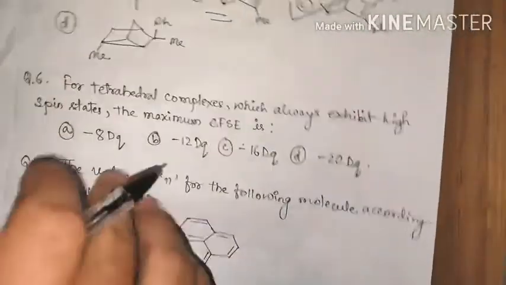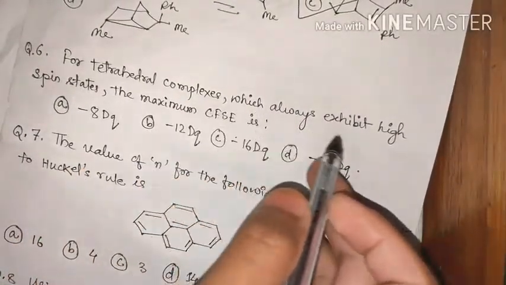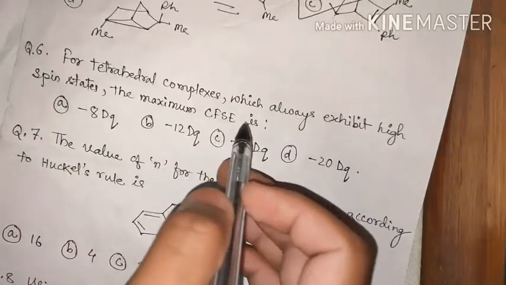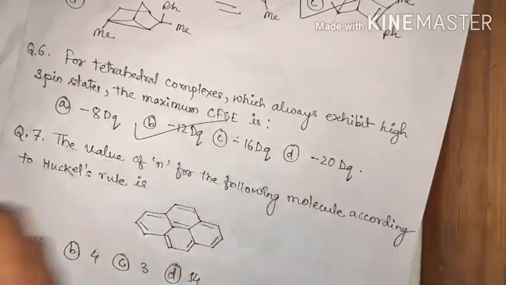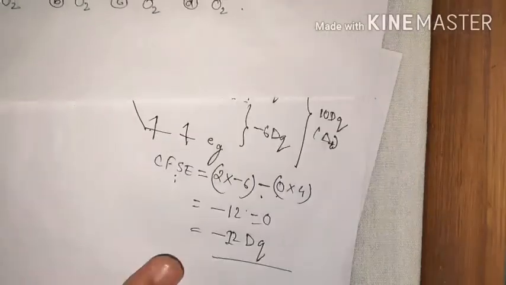So for tetrahedral complexes, which always exhibit high spin state, the maximum CFSE is minus 12 Dq. Okay, this one.